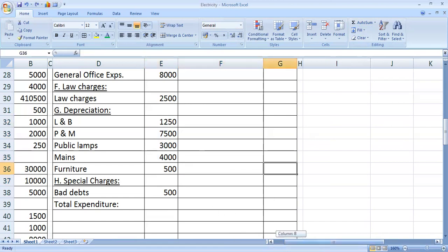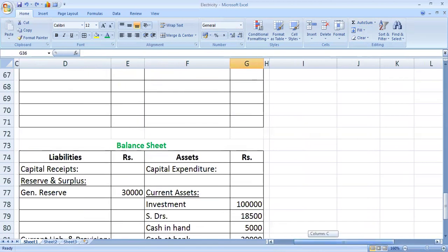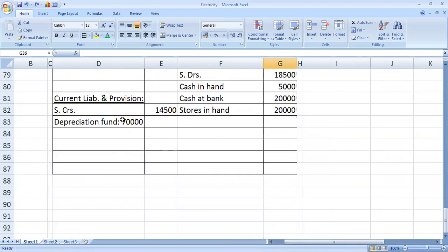Second effect goes to the balance sheet liability side under the heading of current liabilities and provisions. Add in old depreciation fund the new depreciation, that is 16,250. Outer column, 86,250. First adjustment is over.